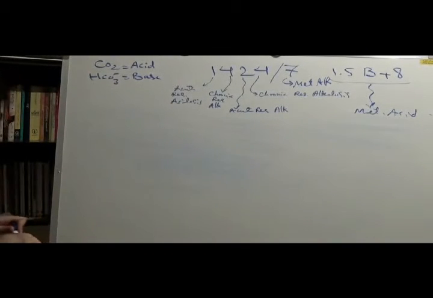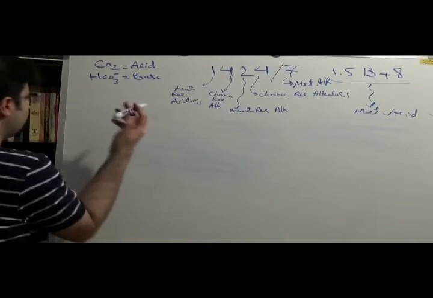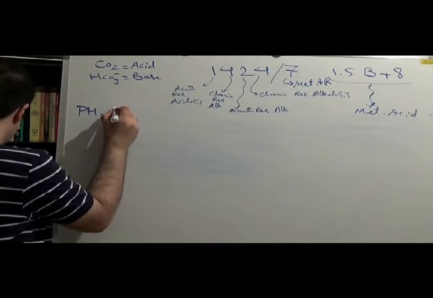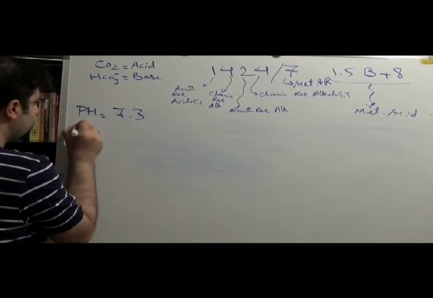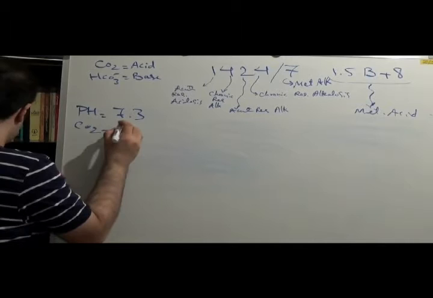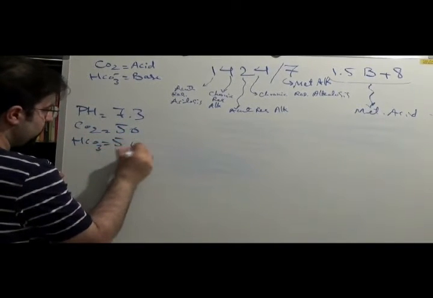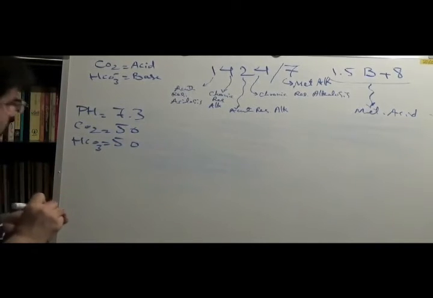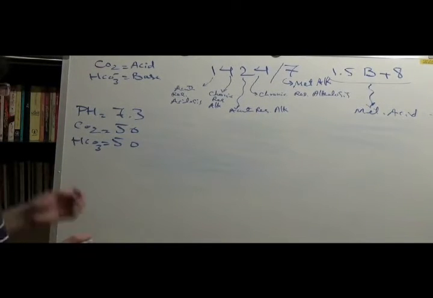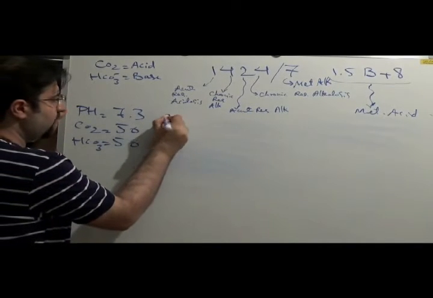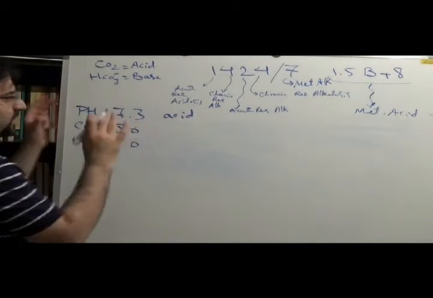The next example here is pH equal to 7.3, CO2 equal to 50, and bicarbonate equal to 50. Like other times, first go to the pH. pH is acidic because it is less than 7.4.